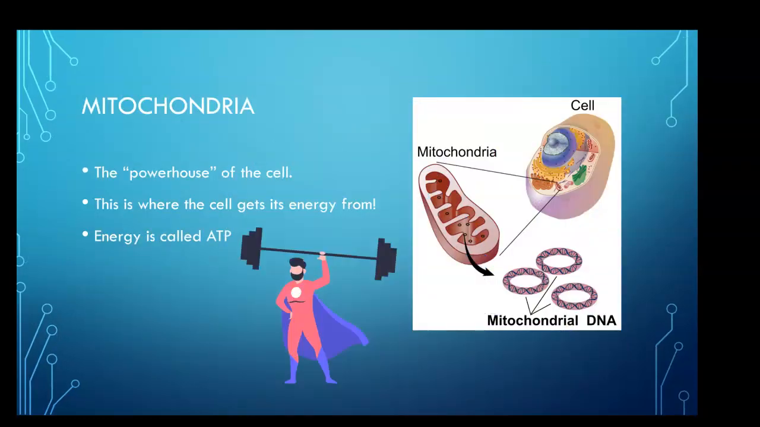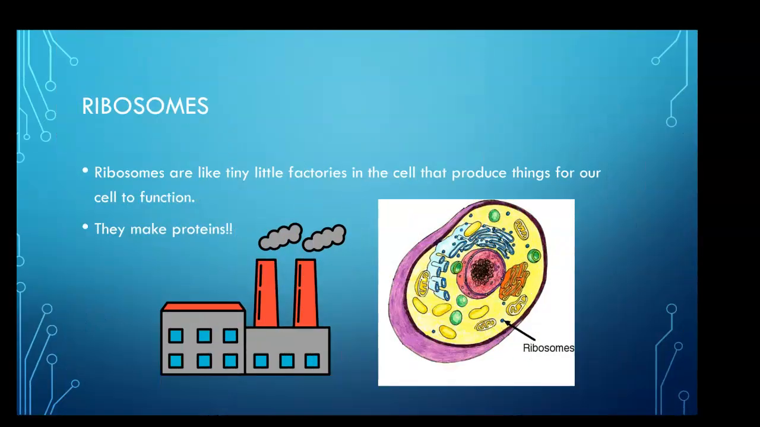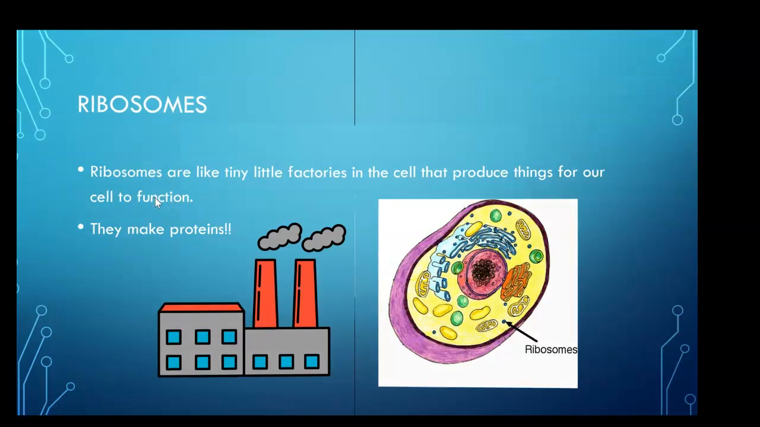Then we have the mitochondria. This is the powerhouse of the cell. This is where the cell gets its energy from, and that energy is called ATP. Next, we have ribosomes. These are like tiny factories in the cell because they produce things for our cell to function, and they actually make proteins.